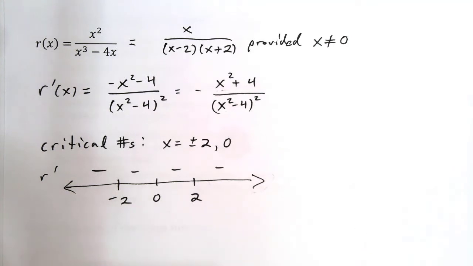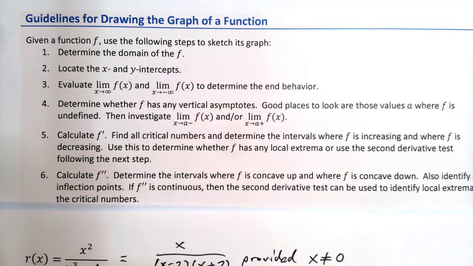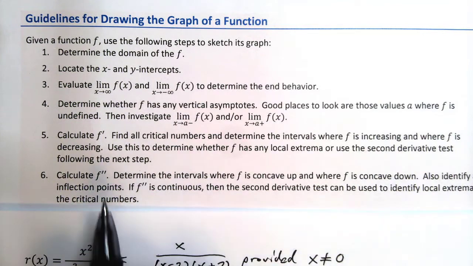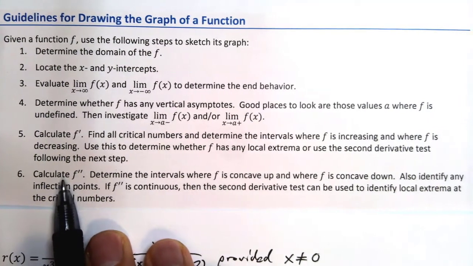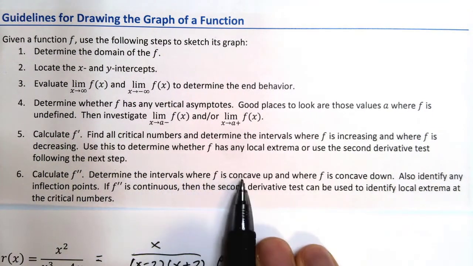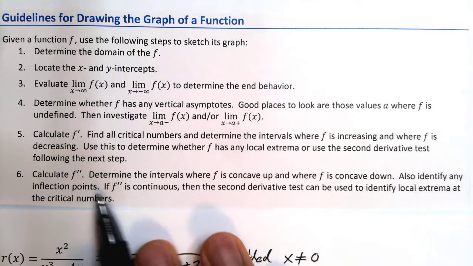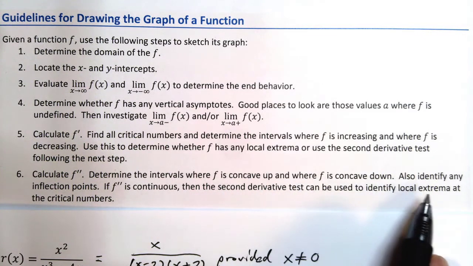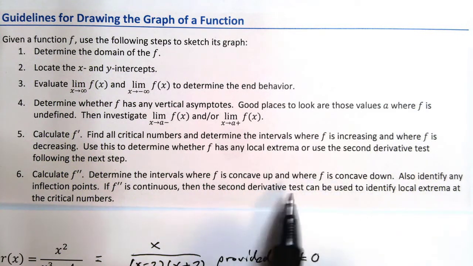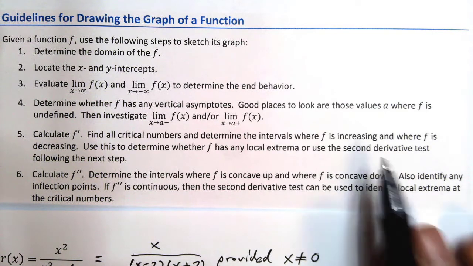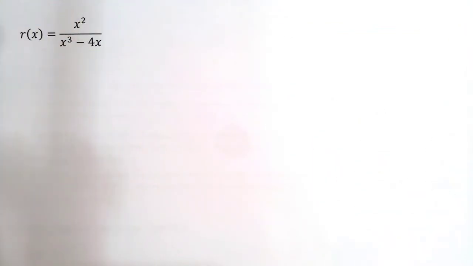Let's go to the last step. That is step number 6. It says to calculate the second derivative and determine the intervals where the function is concave up and where it's concave down, see if we can find inflection points. And we can try to use the second derivative test to find local extrema. But we know we're not going to find any because we know there aren't any from the first derivative test that we did up here. Okay, so I'm not going to go through the steps of computing the second derivative. I'll leave that work to you, so you should pause the video, work that out, and then check your answer with me. But here's what I got.